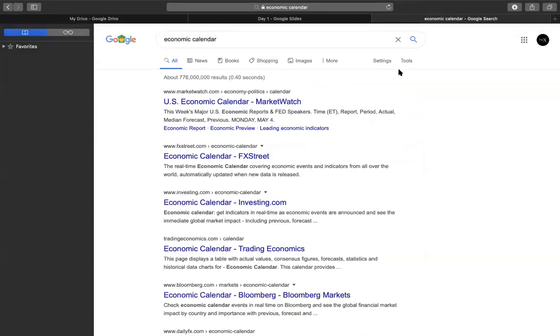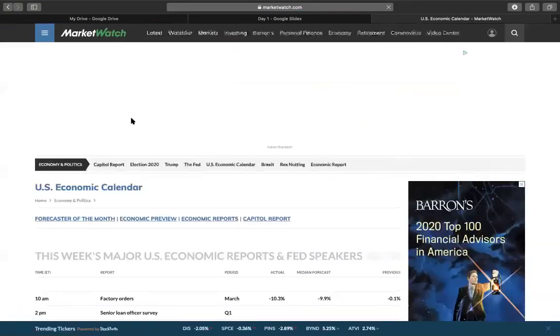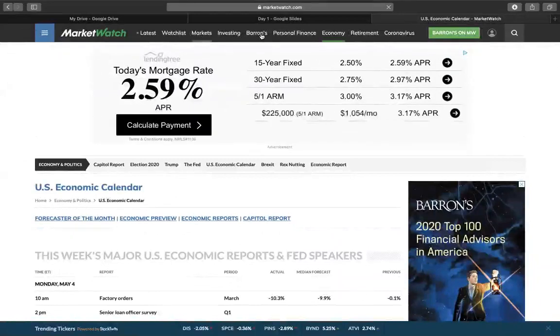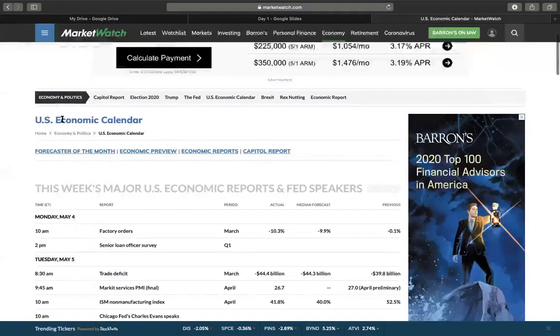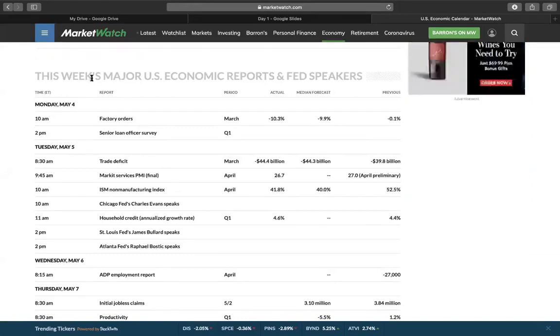Oh look, he's speaking today. So I have to make sure I know who's speaking and what's happening, so I don't just have a biased opinion on where the market's going. So you go on marketwatch.com, go to economy, go to the economic calendar. This will show you all the events, all the reports and the Fed. This week's major US economic reports and Fed speakers.